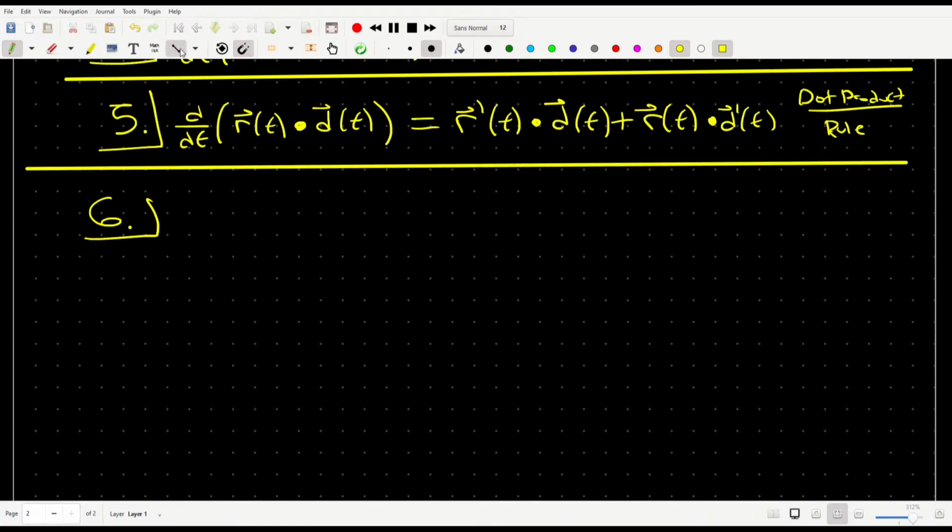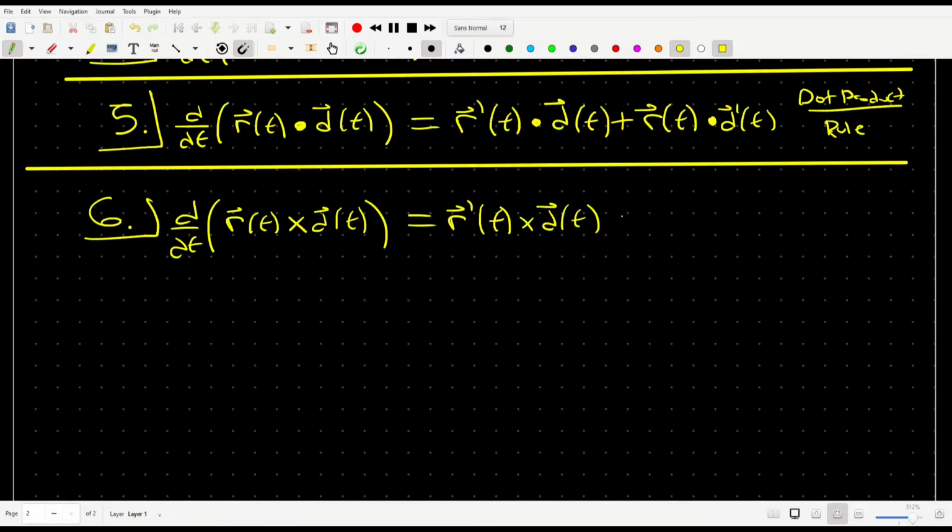Just like we have the product rule for the dot product, the derivative of the parametric curve r of t cross product d of t also holds. This will be r prime of t cross d of t plus the vector r of t cross d prime of t. This is what I call the cross product rule.